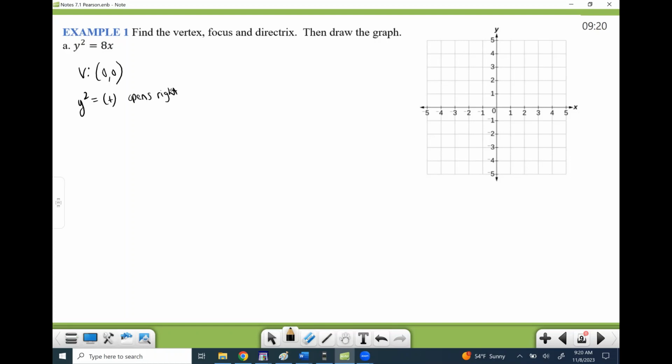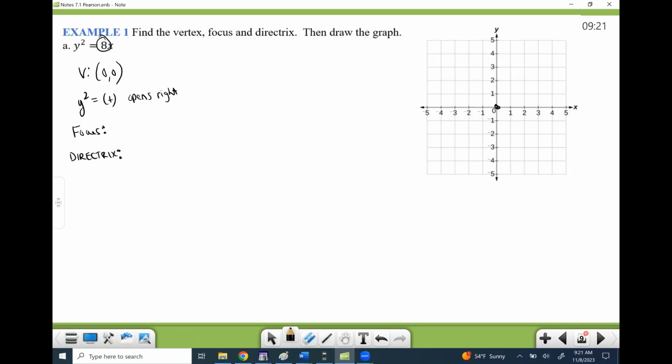All right, so let's go in here and get the focus and the directrix. Now, there are formulas for it, and if you want to take that approach, go for it. But I'm going to go by picture first. Okay, all right. So I graphed 0, 0.